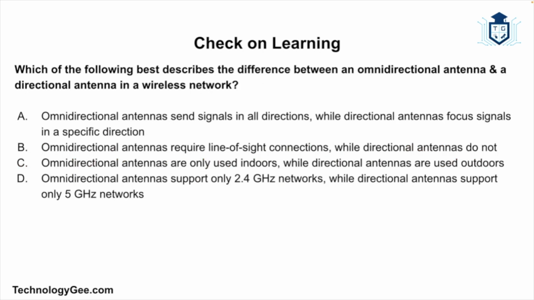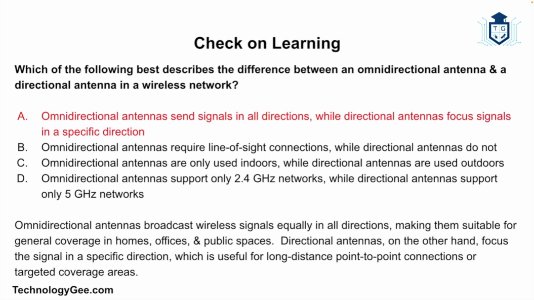And our final question, which of the following best describes the difference between an omnidirectional antenna and a directional antenna in a wireless network? Is it omnidirectional antennas send signals in all directions, while directional antennas focus signals in a specific direction? Is it omnidirectional antennas require line-of-sight connections, while directional antennas do not? Is it omnidirectional antennas are only used indoors, while directional antennas are used outdoors? Or is it omnidirectional antennas support only 2.4 gigahertz networks, while directional antennas support only 5 gigahertz networks?